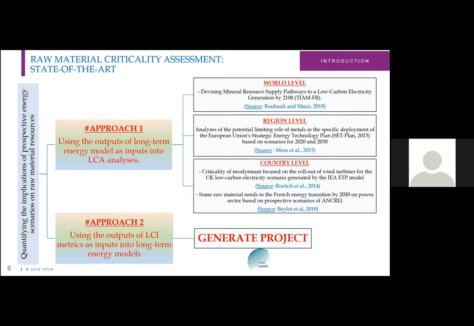For the second approach, we have an endogenous integration of raw material supply chain as additional constraint in fossil energy system models. What we found in the literature is that most of the studies using this approach were top-down models, focusing more on rare earth elements and considering environmental aspects. So the GENERATE project contributes by filling the gap identified in the scientific literature on the energy system optimization models by implementing raw material supply and demand end uses in the bottom-up integrated assessment model.